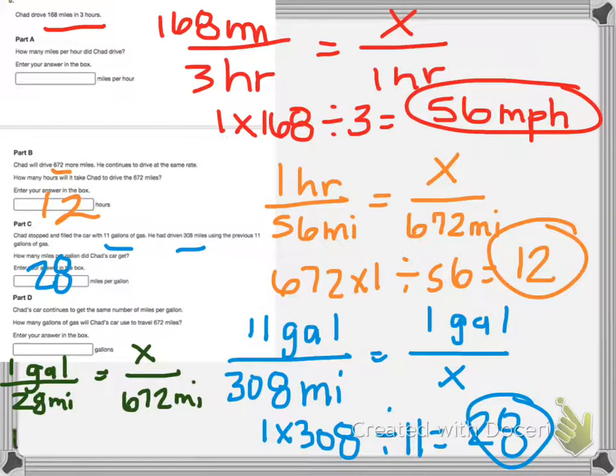Cross multiply and divide. 1 times 672 divided by 28. Key that into your calculator and you'll get 24 gallons of gas.